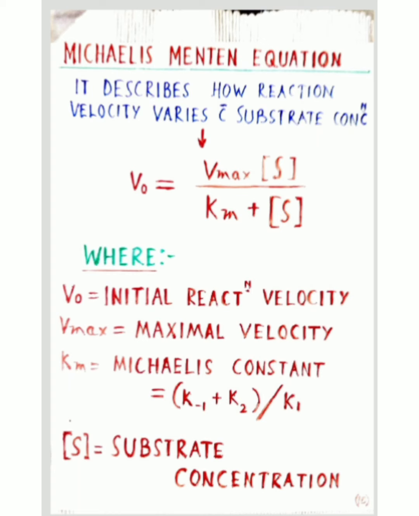Since it is a substrate concentration, its unit is moles per liter, and Km, the Michaelis constant, is equal to (K minus 1 plus K2) divided by K1. And S here, as I have depicted, is the substrate concentration. This Michaelis-Menten equation is very important from your examination point of view. You must learn this nicely.